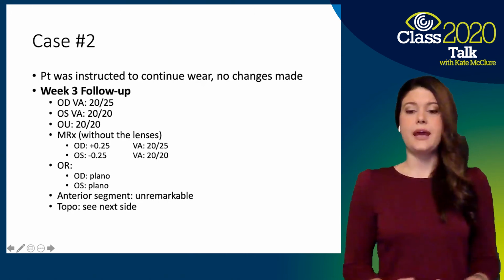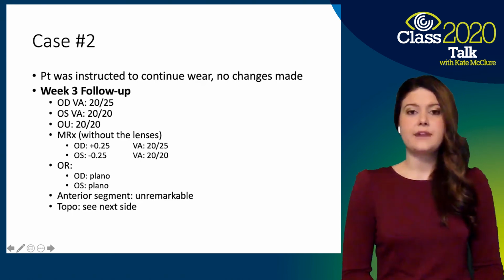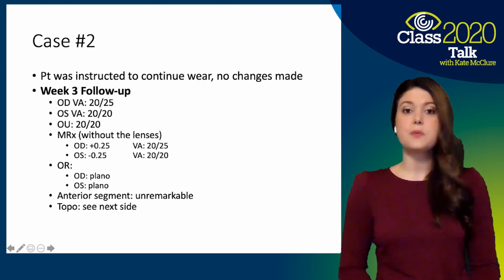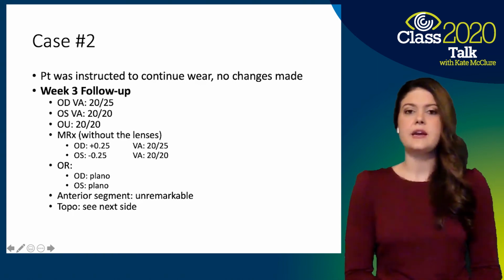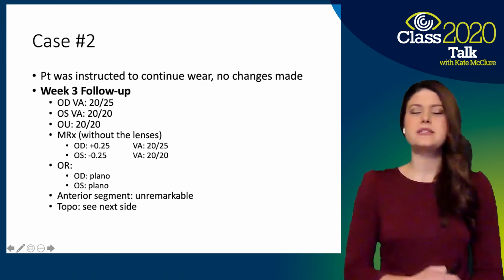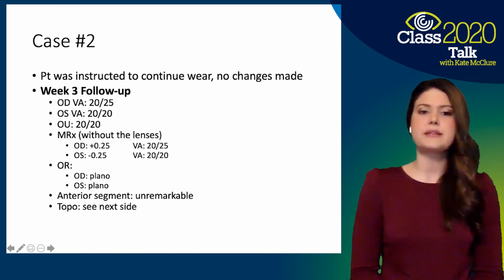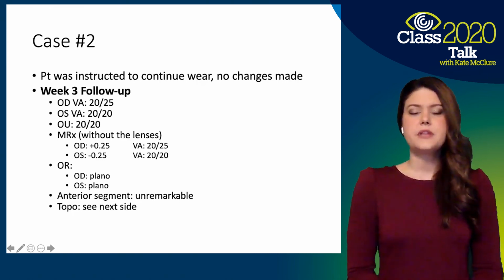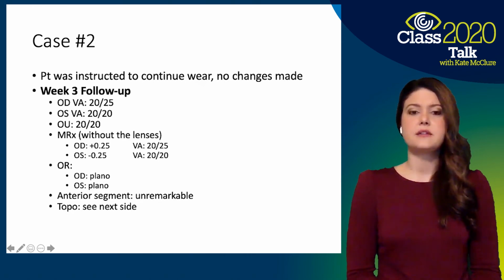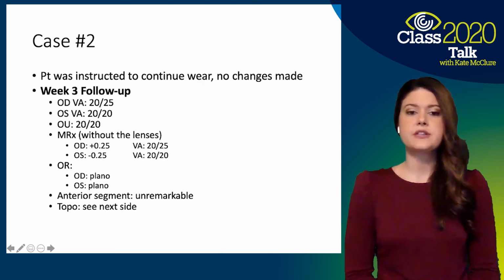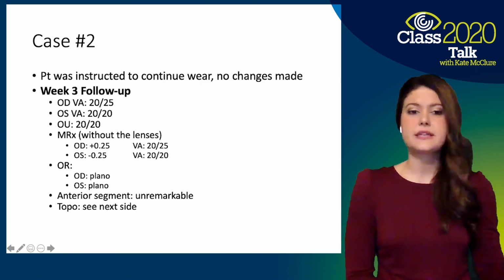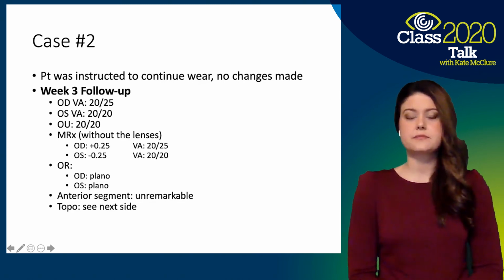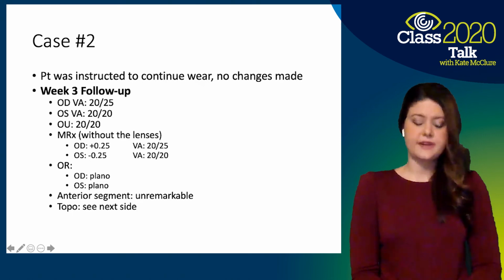Now, typically with Ortho-K, I'll do 1 night after their first night of wear, 1 week, and then 1 month later. Now, if I'm a little bit unsure about the treatment that we're getting, or if I have any hesitations, I'll usually see them back a week sooner than that, about 3 weeks later. So the patient's 20/25 in the right, 20/20 in the left, and I have +1/4 refraction in the right, -1/4 in the left. I had the patient put the lenses in, and once again, plano over refraction. His anterior segment is still very healthy.